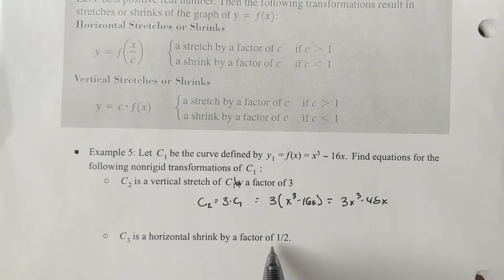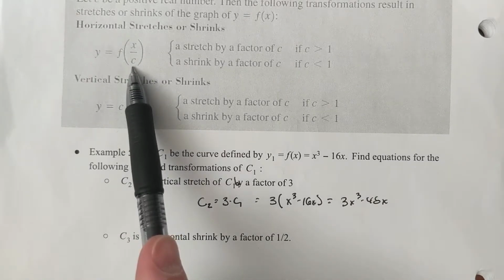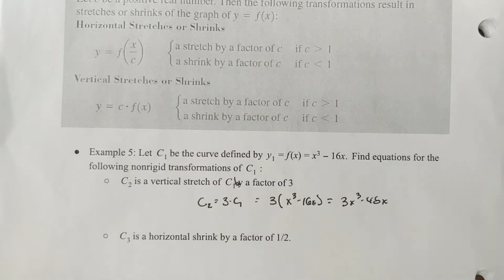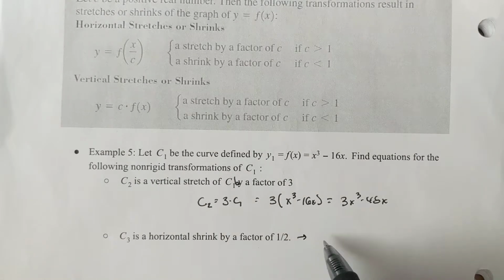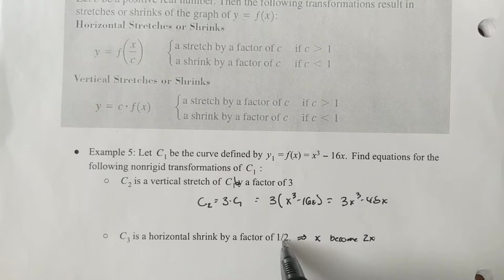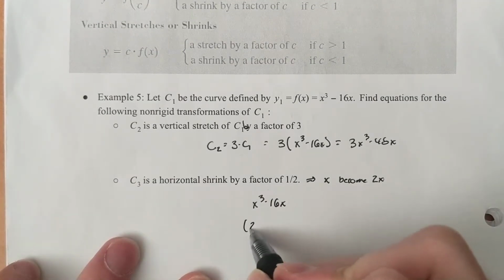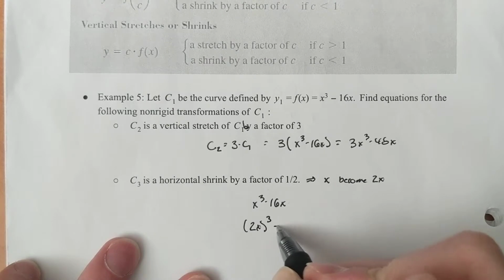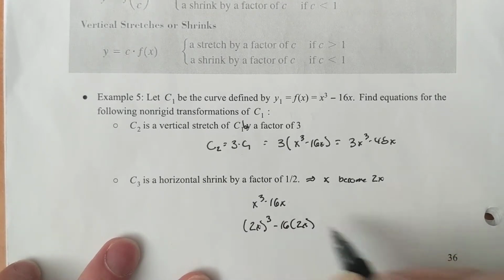Horizontal shrinks by a factor of 1/2. So horizontal shrinks appear inside and they act like the reciprocal. So this is going to replace all of the x's, they become 2x's. You multiply the x by the reciprocal. So if my original equation was x cubed minus 16x, my new one is 2x cubed minus 16 times 2x.